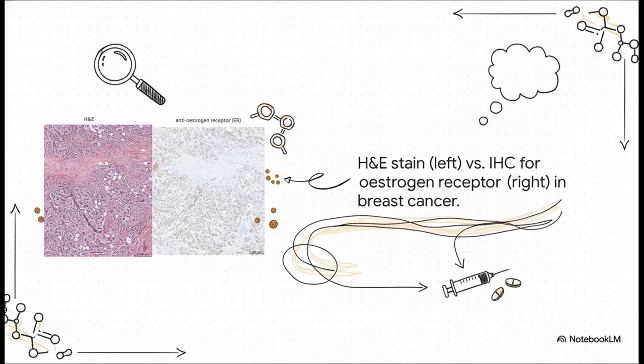The power of IHC doesn't stop there. It also helps predict how a patient might respond to therapy. So again, breast cancer on the left. On the right, we've stained that same tissue for the estrogen receptor. All that brown staining you see in the nuclei of the cells is a direct message to the clinicians. It tells them this tumor is fueled by estrogen, which means the patient is a great candidate for hormone therapy. This isn't just about diagnosis anymore. It's about guiding personalized medicine.